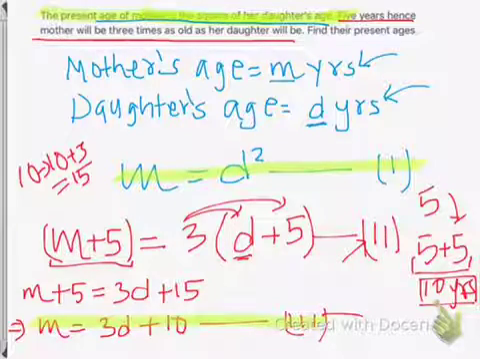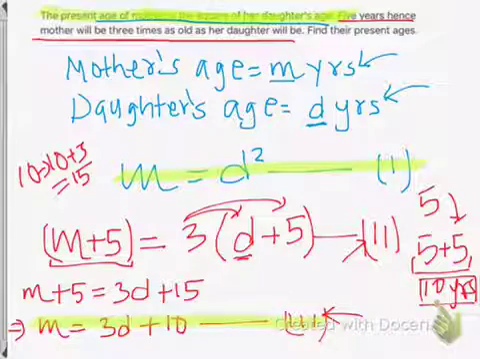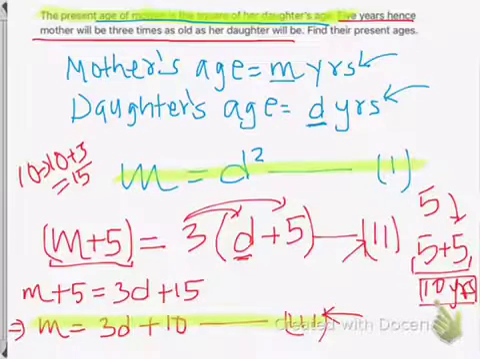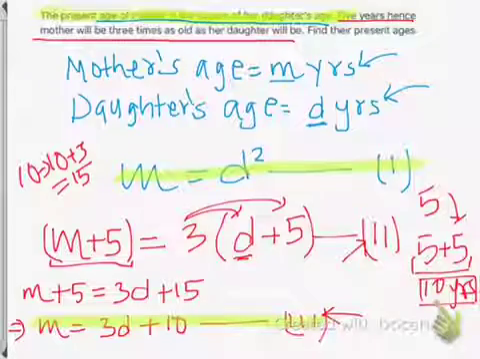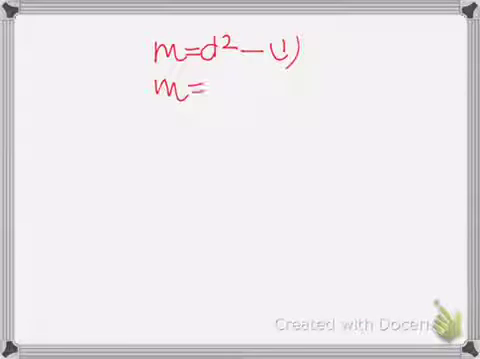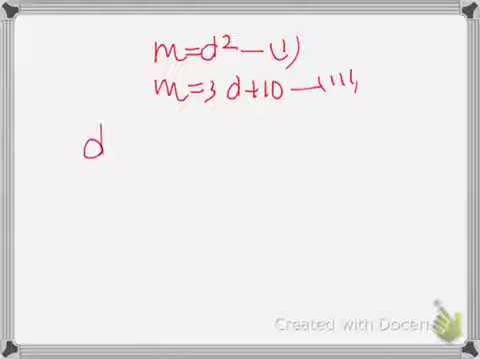When we solve the second part of the equation, we get equation 3. Let me write down equation 1, that m is equal to d squared, and our equation 3 is m equals 3d plus 10. When I solve equation 1 and 3, I get d squared equals 3d plus 10.